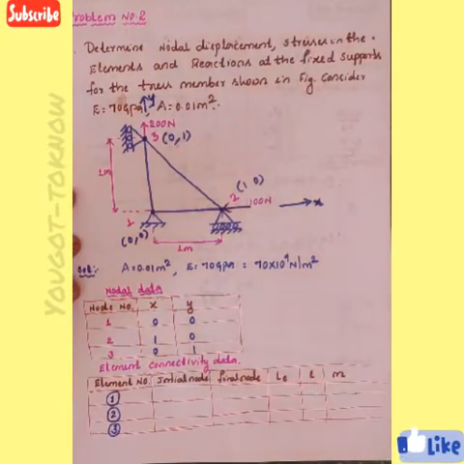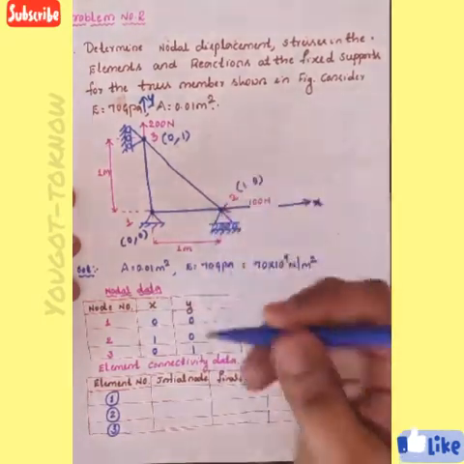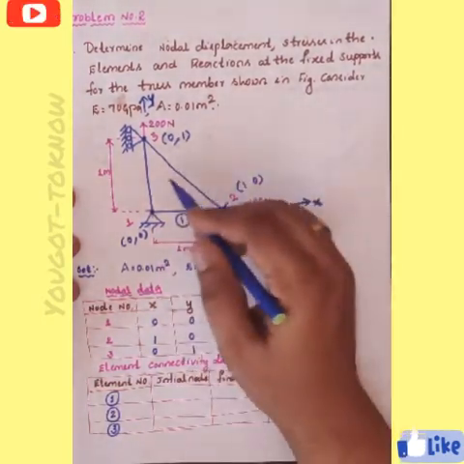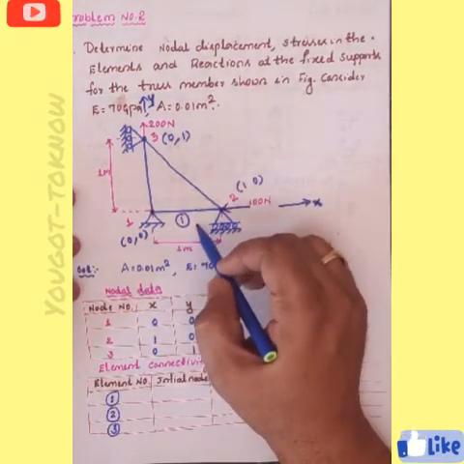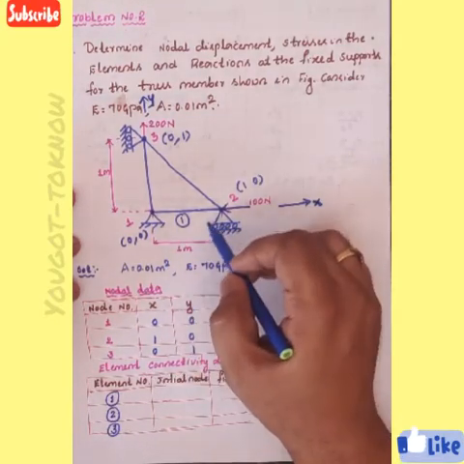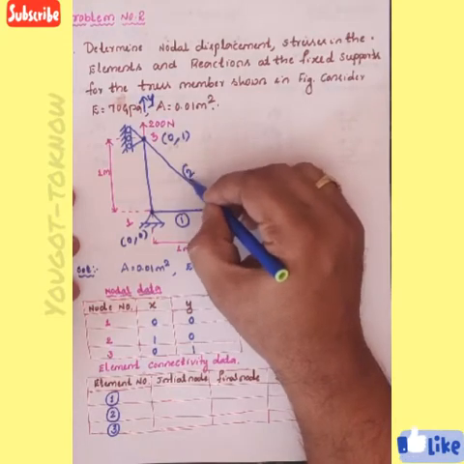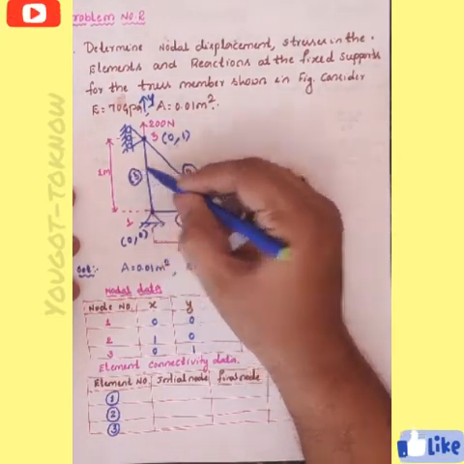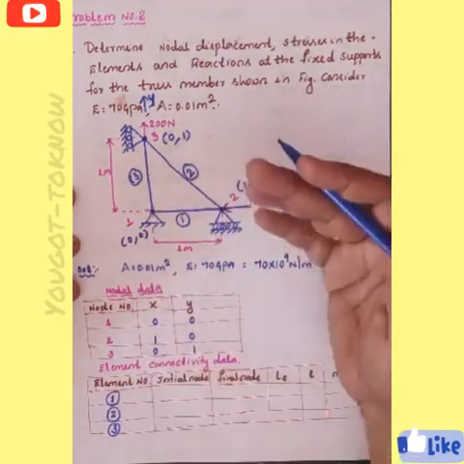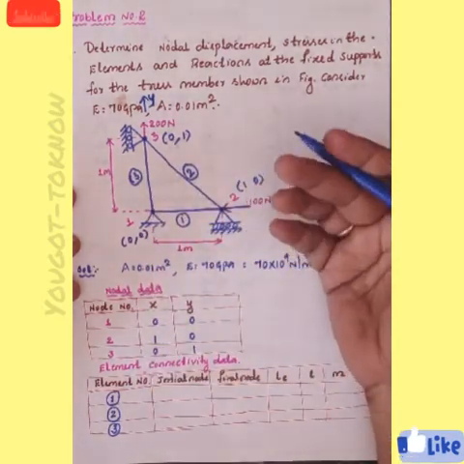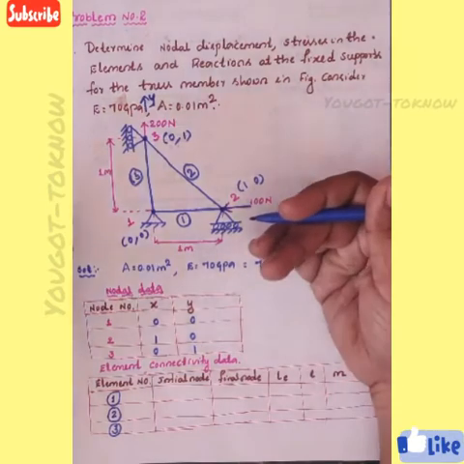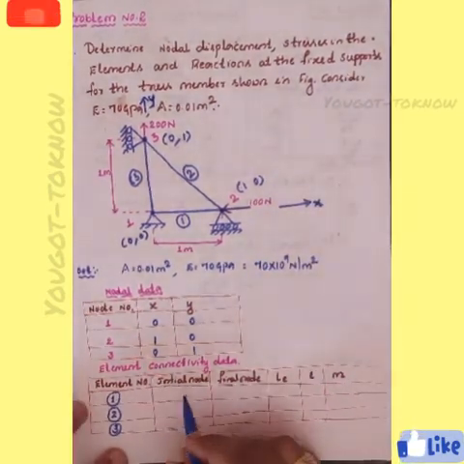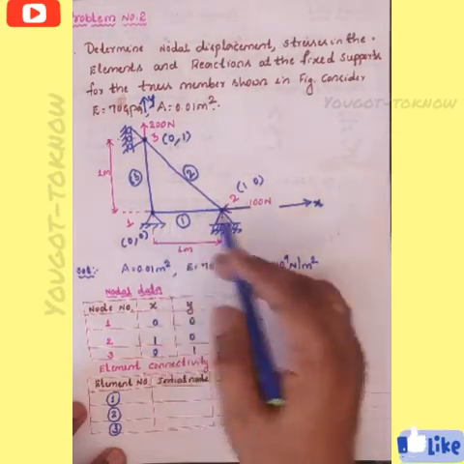Now apart from that, if you observe the element numbers, I will take them in counterclockwise manner. Between 1 and 2 is element number 1, between 2 and 3 is element number 2, and between 3 and 1 is element number 3. That means 3 elements will be there: 1, 2, 3. The difference from the previous problem is that we had only 2 elements, and in this problem I am going to use 3 elements.